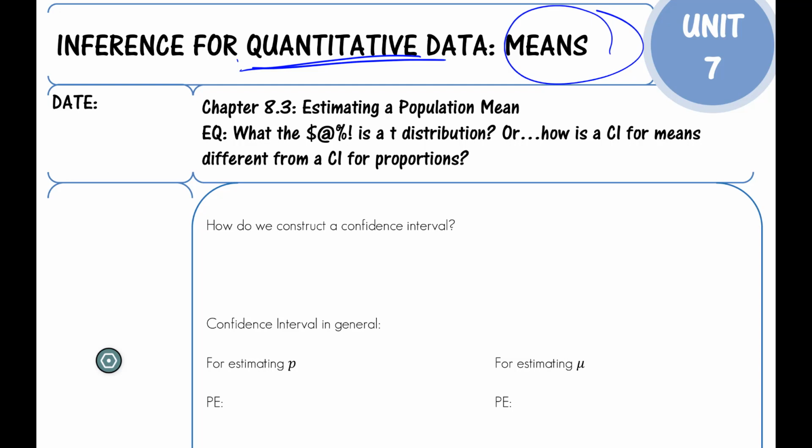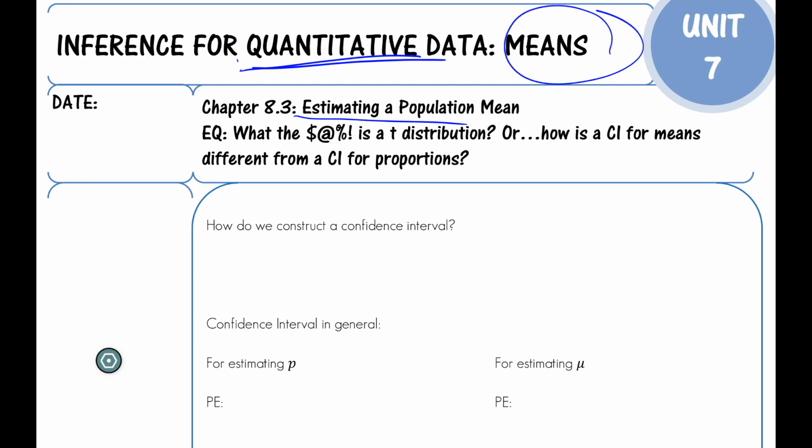And we want to start by looking back at Chapter 8, which was all about confidence intervals. And we know the idea behind a confidence interval is to estimate something about the population. So now we're going to be estimating a population mean. And our essential question is, what the fudge is a t-distribution? Or how is a confidence interval for means different from a confidence interval for proportions?